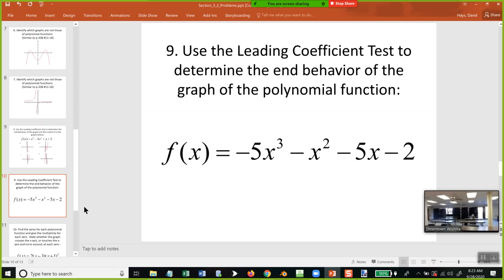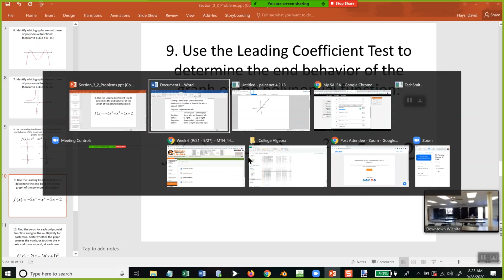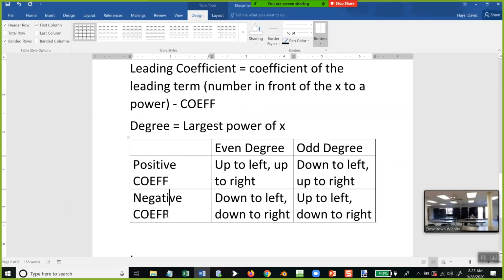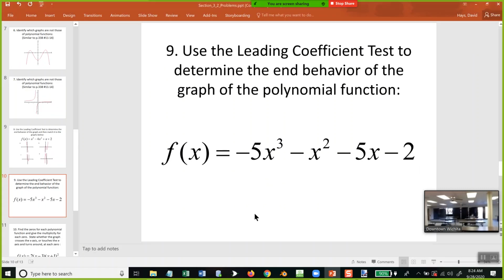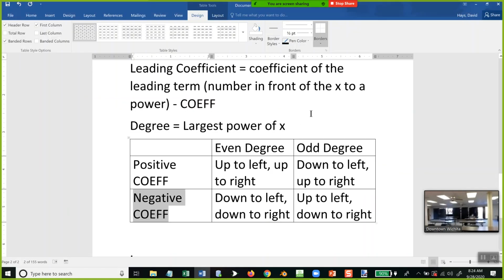Now number 9 says use the leading coefficient test to determine the end behavior of the graph of the polynomial function. Now this is in standard form. Terms range from largest power down to smallest. So our leading term is negative 5x to the third. My leading coefficient is negative 5, which is negative. So we've got a negative coefficient. Our degree, the largest power of x, is 3, which is odd.